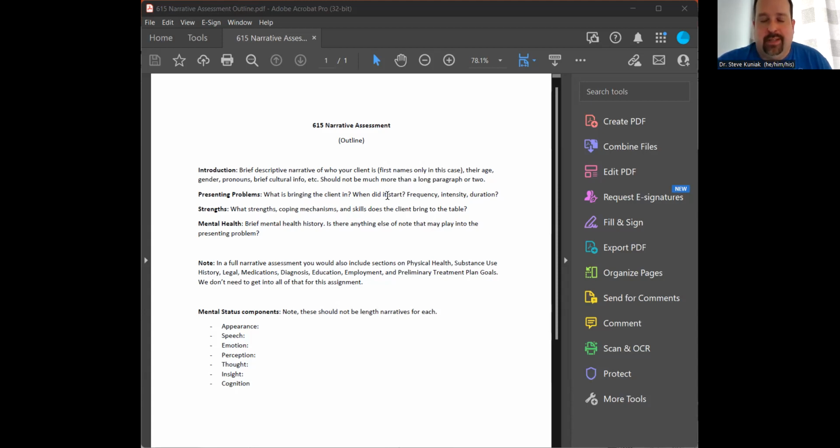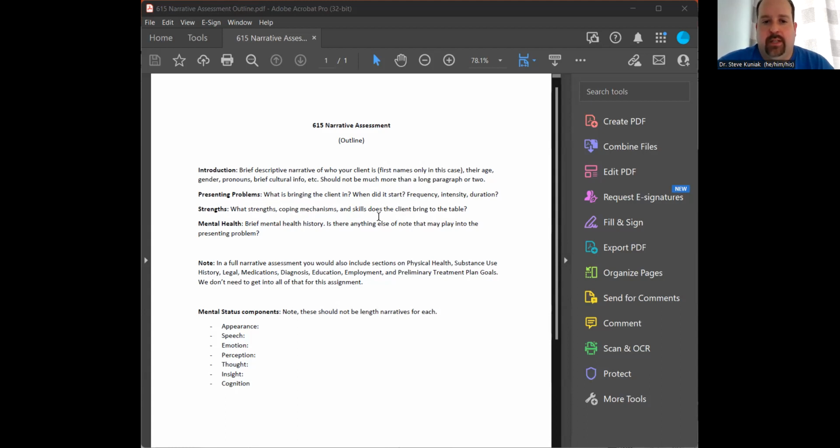Has this only been going on for, you know, 6 months to a year? Has this been going on since they were 5 years old? Whatever the case may be. So again, a short paragraph explaining what they're bringing, when it's happening, how often it's happening. Strengths are usually mentioned. We try to be very strengths focused in our field, so having the strengths listed is important.